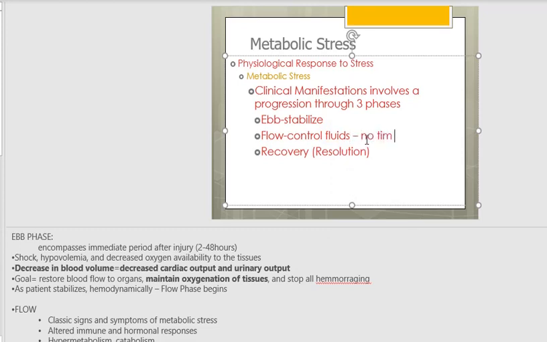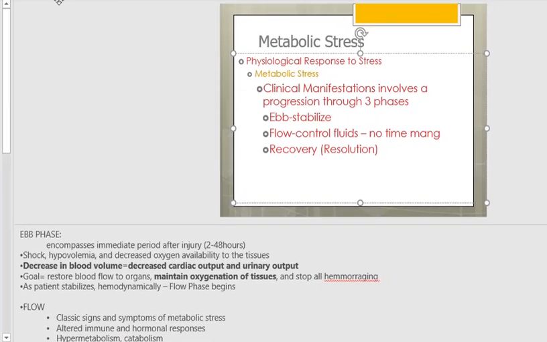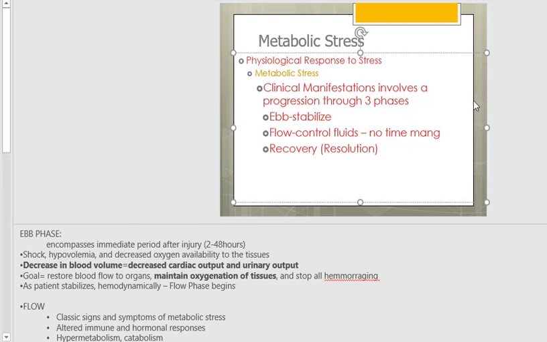This is where we see three things happen. We call it the classic signs and symptoms of metabolic stress. Okay? So we have that increase in metabolic rate. We have the catabolism or lean muscle breakdown. And we have an altered immune and hormone response. Those are the three major things that occur during that flow phase. This is the phase where we usually will initiate some sort of nutrition support.